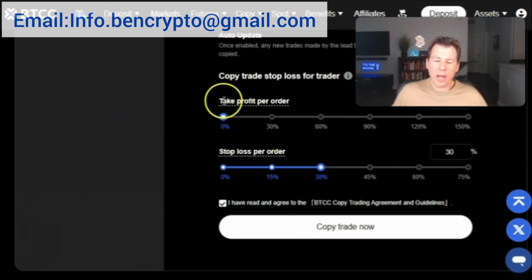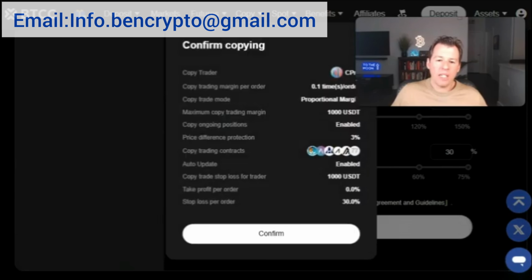Stop loss per order, same thing. This means that if each individual trade you make for a lead trader exceeds losses of 30%, then close me out automatically of that specific trade, not all the other trades. I like the concept of stop loss. I'm going to keep it at 30%. Click I have read, etc. Copy trade now. We are good to go.